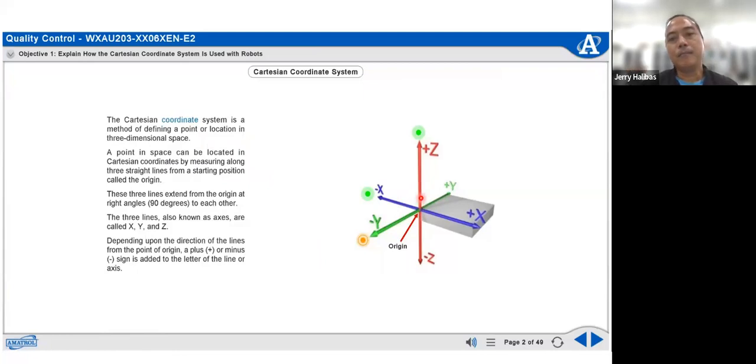Anyway, the XYZ, as learned in your geometry or mathematics subject, the three axes are 90 degrees apart. So let us say, what is the angle between Z plus and X plus? It is 90 degrees. So on and so forth. Let's say Y plus and X plus, and Z, 90 degrees. You learned this in your mathematics.